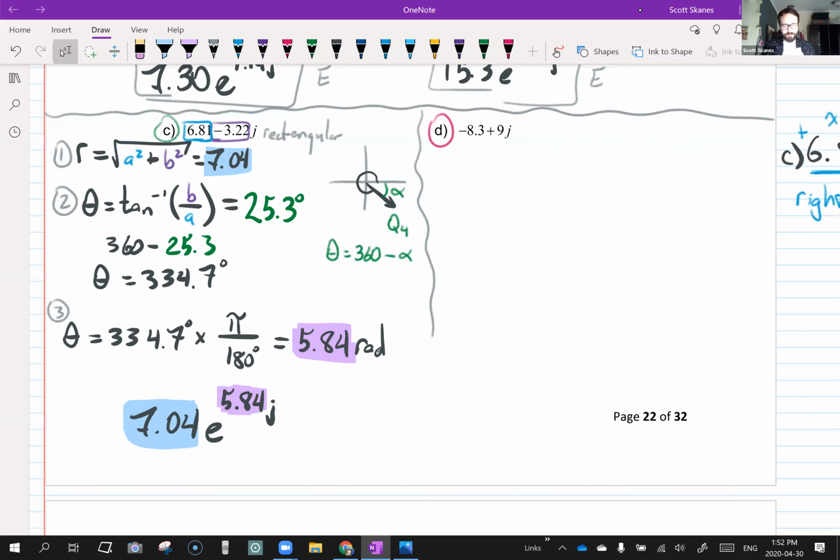So just because I've lost a little bit of time, I'll work through D. You should also work through this question and we'll check our answers together. So first I'm going to square a and square b and square root them. That gives 12.2. For the angle, I'm going to do tan inverse of 9 over 8.3. That gives me 47.3.